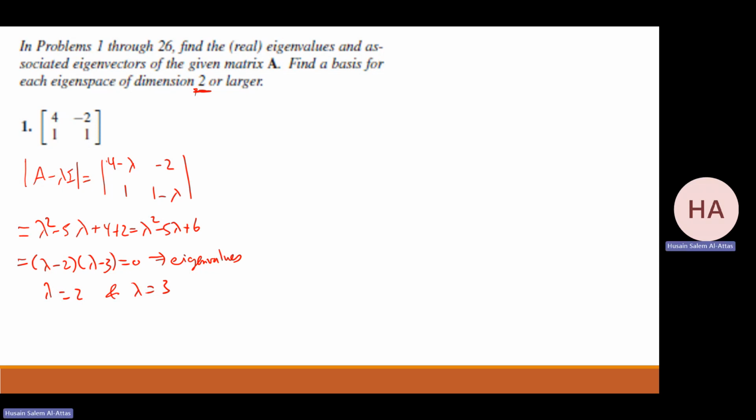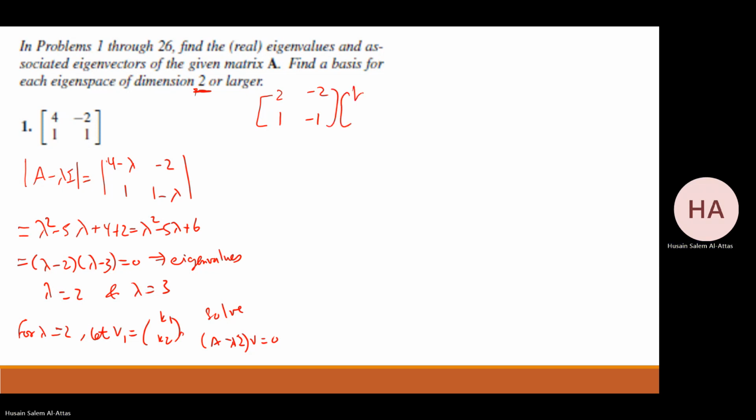Now I will check for each lambda. For lambda equal 2, with V1, K1, K2, and solve this system. A minus lambda I, V equals 0. So let me do it here. 4 minus 2, that will be 2, minus 2, 1. 1 minus 2, that is minus 1, times K1, K2 equals 0, 0.